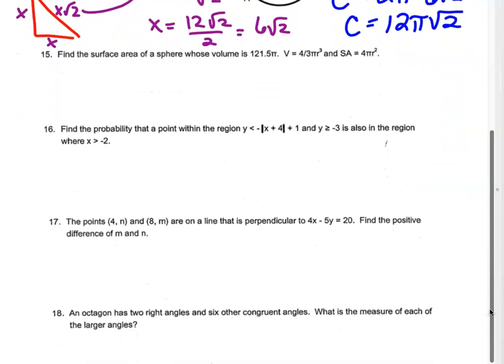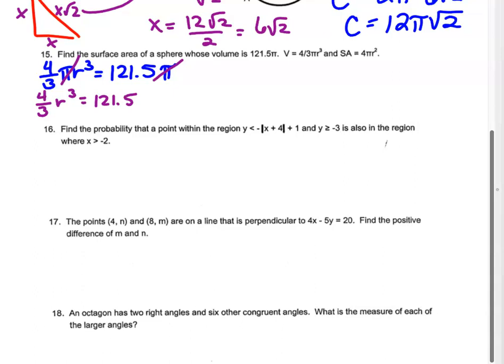Question 15 says find the surface area of a sphere whose volume is 121.5 pi. They also give you the formula: volume equals 4/3 pi r cubed, and surface area is 4 pi r squared. So they're looking for the surface area. We know the volume, so this 4/3 pi r cubed is 121.5 pi. Since both sides have a pi on them, we can divide it out. So now we have 4/3 r cubed is 121.5.